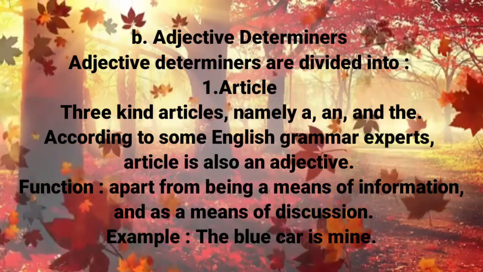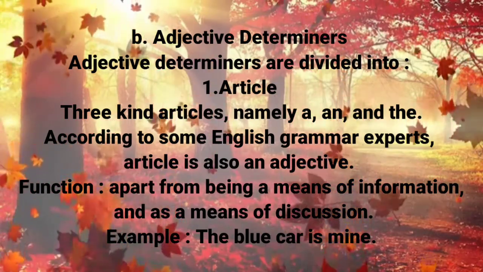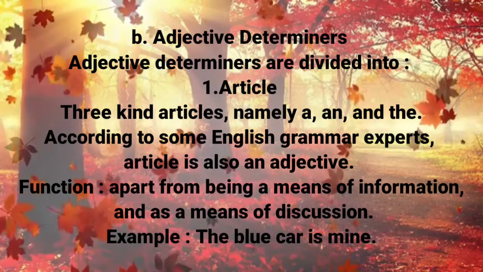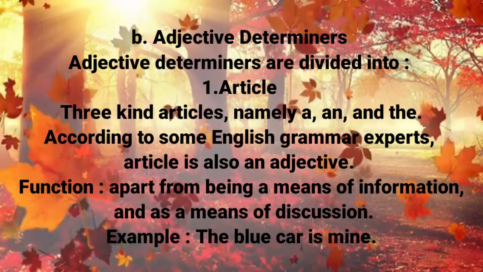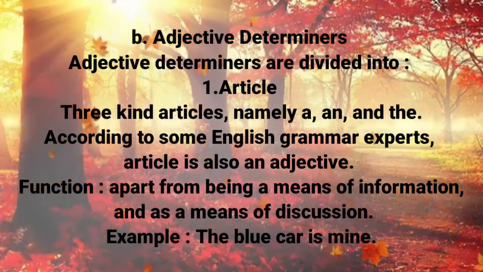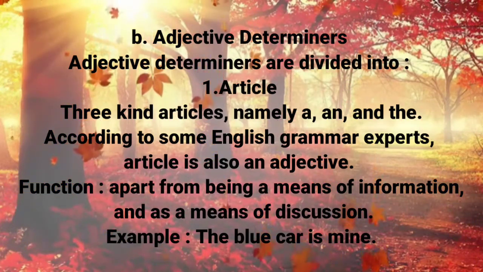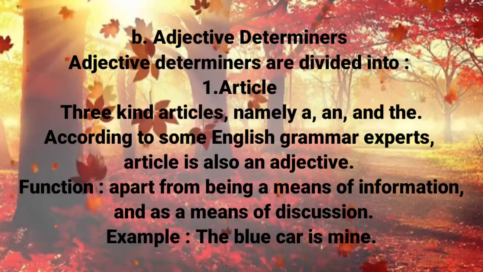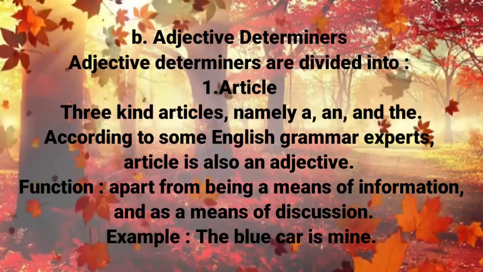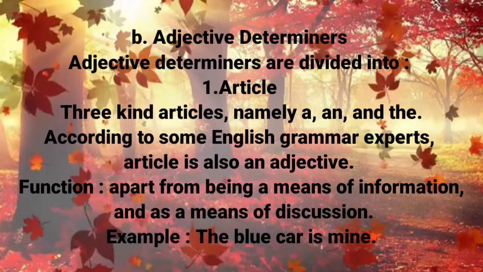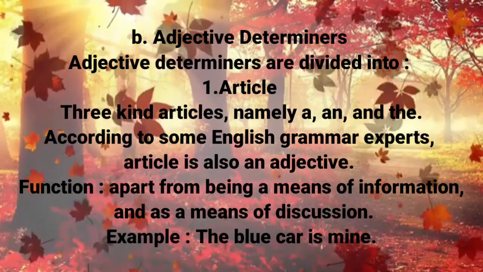According to some English grammar experts, an article is also an adjective. Apart from being a means of information, an article can also be used as a means of discussion. Example: she is an actress. She is not a painter. The blue car is mine. And others.